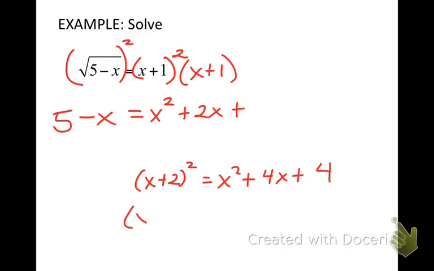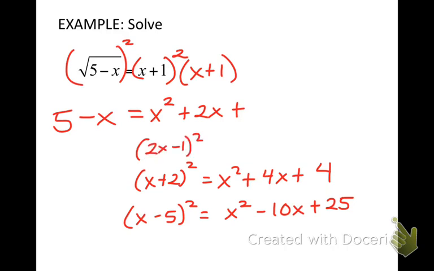What if I had x minus 5 squared? What would that be? x squared, and what would be the middle term? Minus 10x, plus 25. Good. What if I had 2x minus 1 squared? What would that be? The first term would be 4x squared. What would be your middle term?